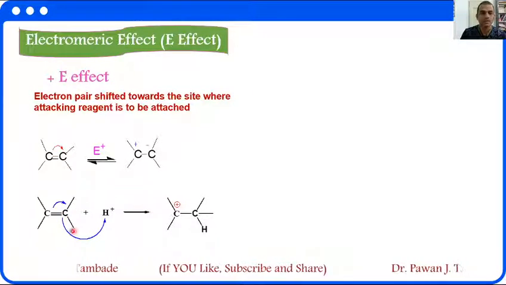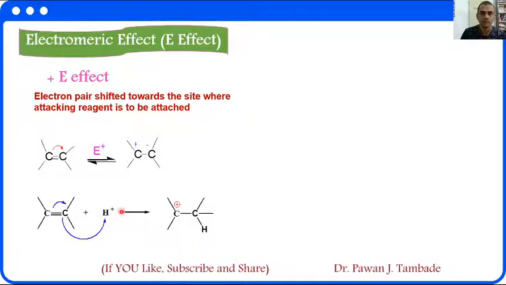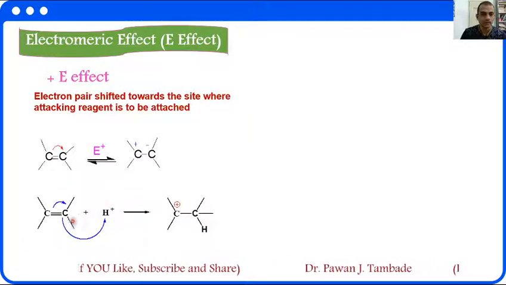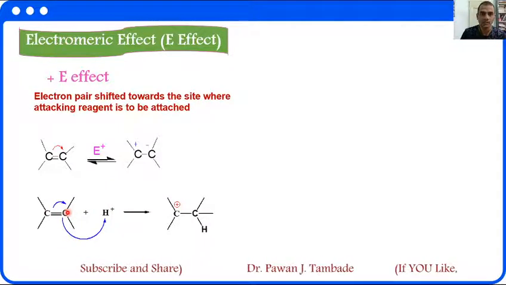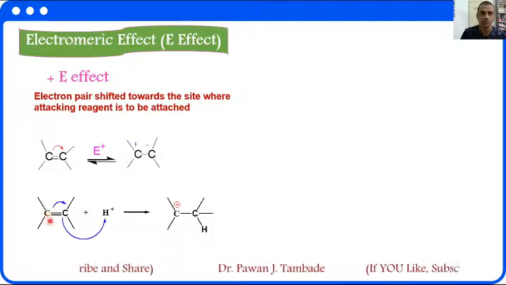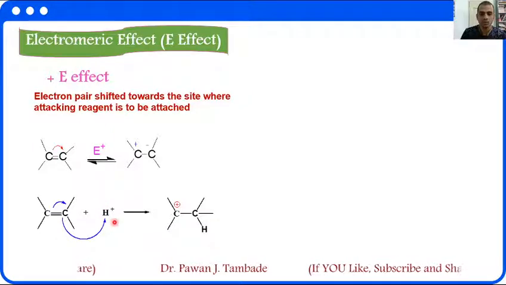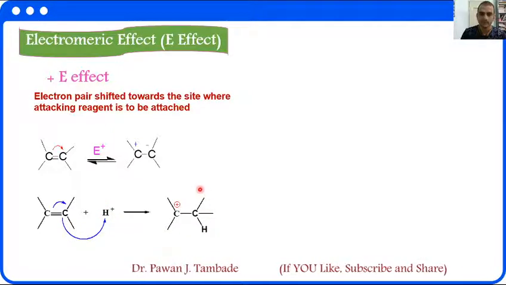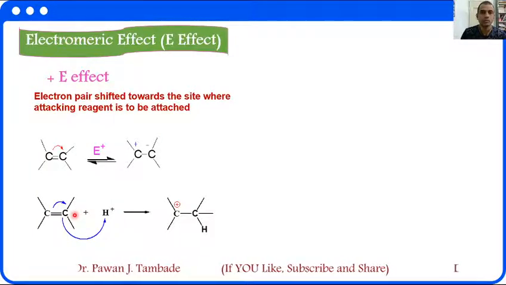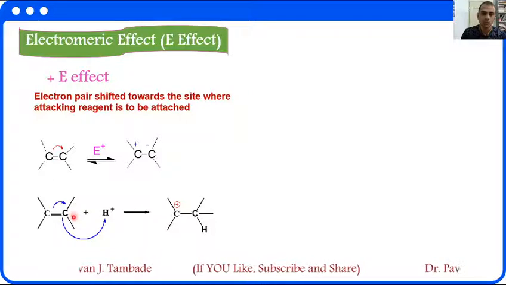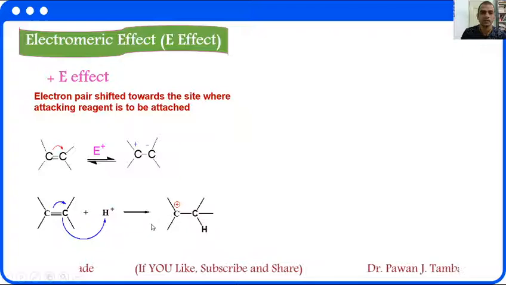Or we can see one more example. Here this carbon-carbon double bond comes in contact with H positive, that is a proton, and this double bond opens to this carbon atom. So this carbon gets a partial negative charge or negative charge and this carbon gets a positive charge. Now this carbon acts as a nucleophile and can attack this proton and we will get this type of intermediate. So in the plus E effect, the electron pair is shifting towards the site which is going to attach to our attacking reagent. Such an effect is called the plus E effect.